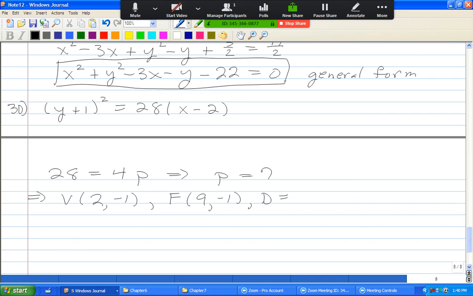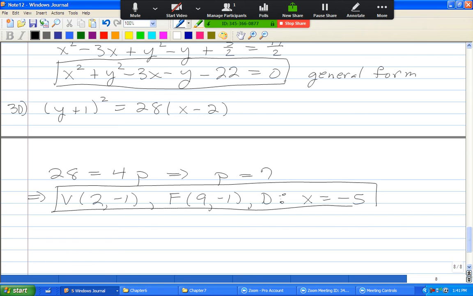The directrix, well, I'll be subtracting 7 from this 2. Oops, I said it wrong. And so I have here that x is equal to 2 minus 7, negative 5. And that is the vertex, focus, and directrix for that parabola.